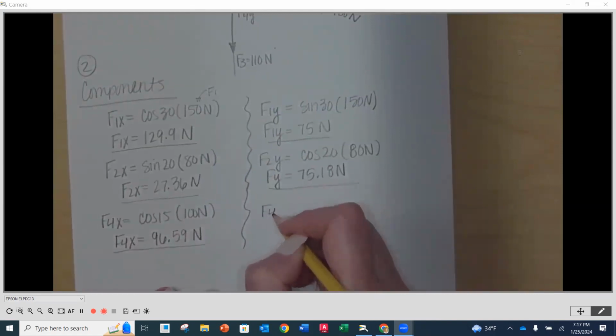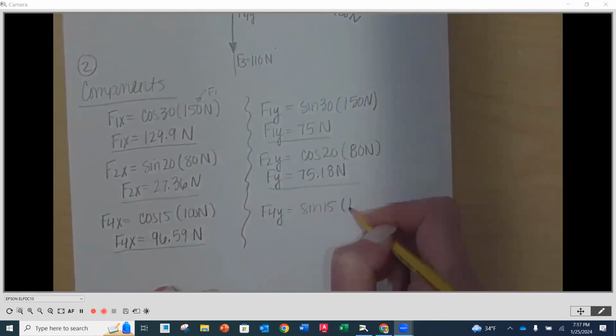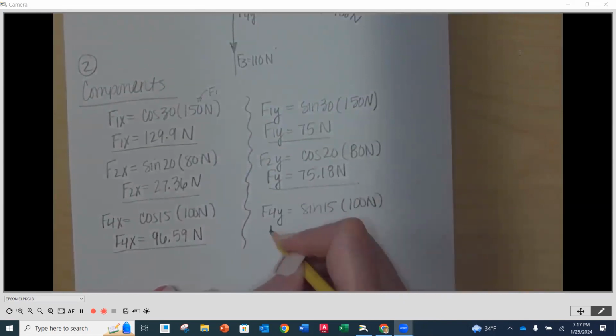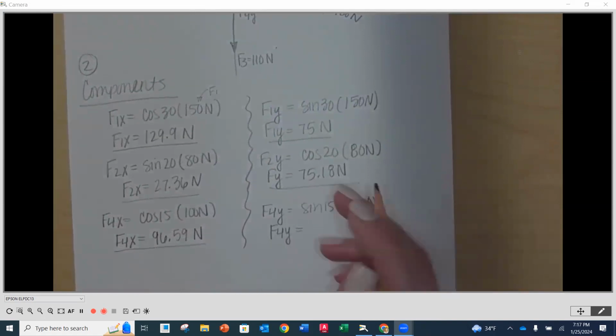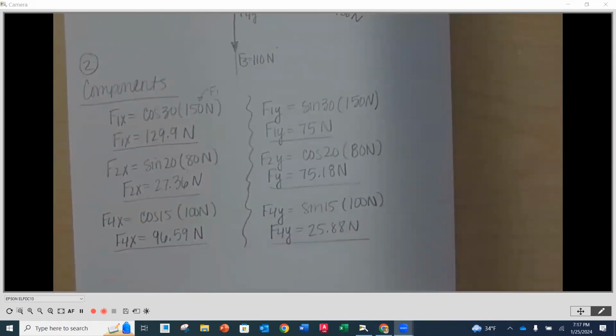And then F4y will be the sine of 15 degrees times 100 newtons. F4y should be 25.88 newtons. So that should take care of all the components that we have.